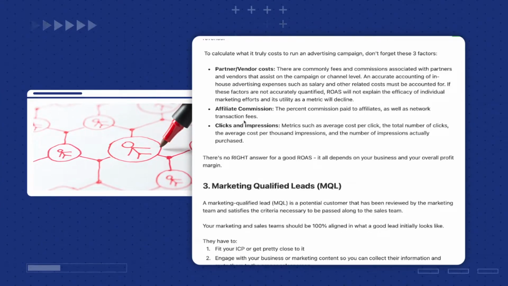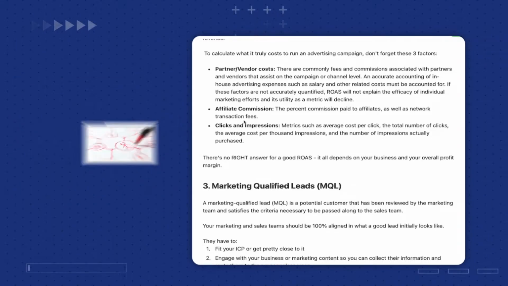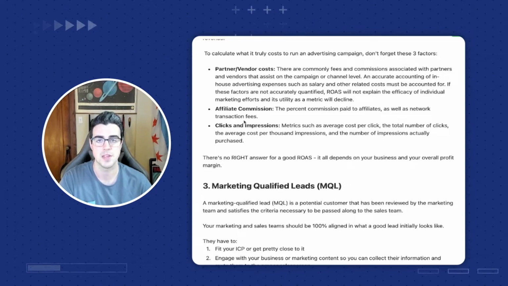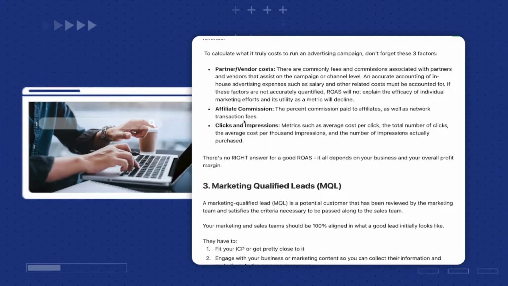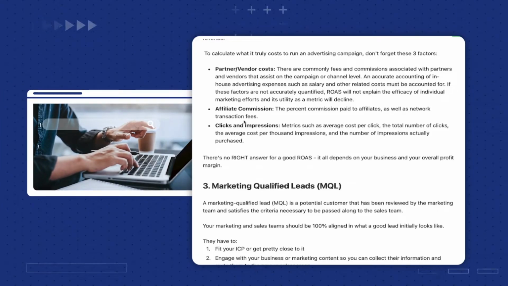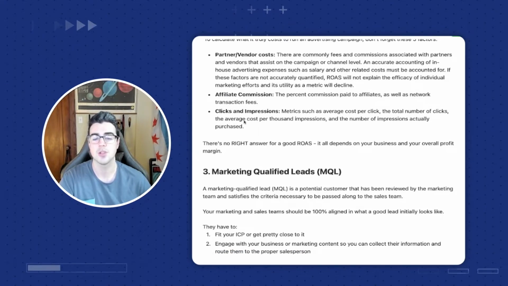Second, affiliate commission. This is simple. It's just the percent commission paid to affiliates as well as any network transaction fees or things like that. And third, clicks and impressions. Metrics such as average cost per click, total number of clicks, average cost per 1,000 impressions, and the number of impressions actually purchased. These are all things that will factor in as you continue to calculate ROAS.